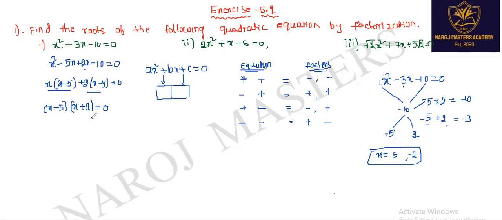Now make it into two equations: x minus 5 equal to 0, or x plus 2 equal to 0. If I send x minus 5 to this side, then x plus 2 equal to 0, so x is equal to minus 2. If I send x plus 2 to the other side, then x minus 5 equal to 0, so x is equal to 5. Look here, one is plus, one is minus.